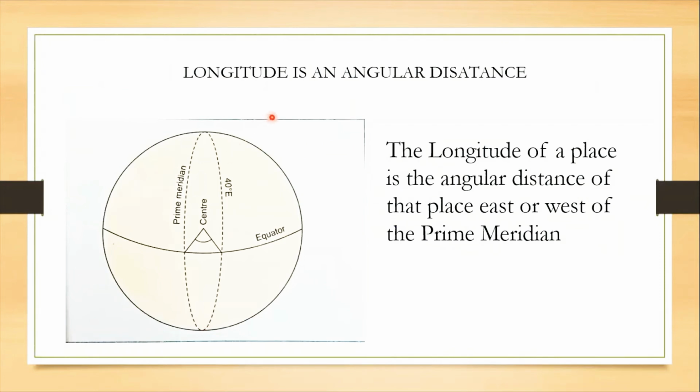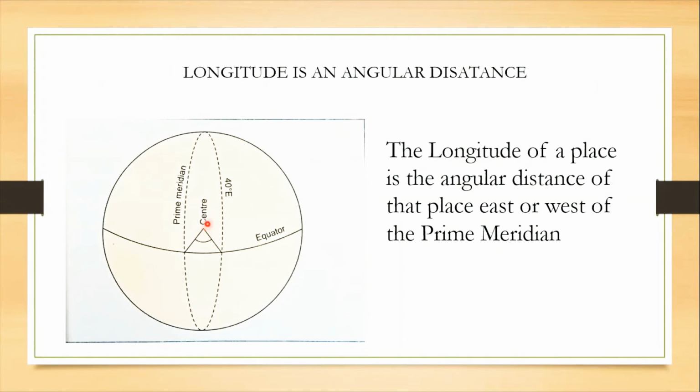Now, longitude is also an angular distance. How is it an angular distance? The longitude of a place is the angular distance of that place east or west of the prime meridian. You can see this is the prime meridian. So from the east and west of that particular place, how much angle it is making, that is the angular distance of that place.